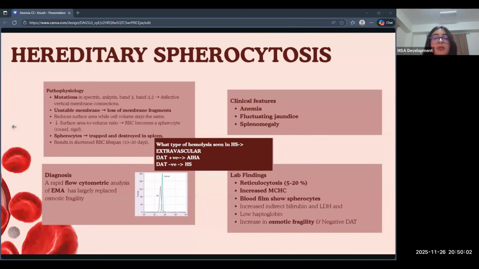Now, how do you differentiate between autoimmune hemolytic anemia and hereditary spherocytosis? Now, in autoimmune hemolytic anemia, the DAT is positive, and in hereditary spherocytosis, it is negative. Okay, this is important because it's hard to differentiate between them since they're both hemolytic processes.